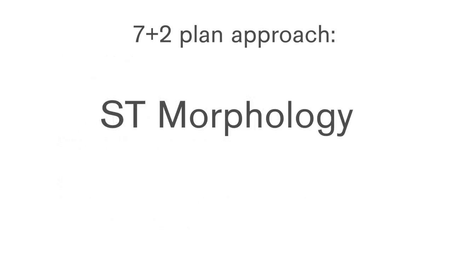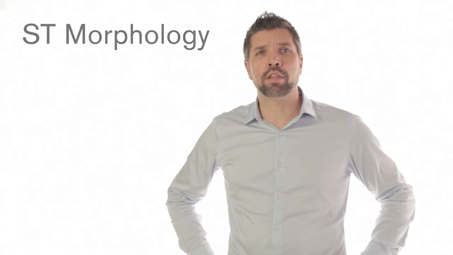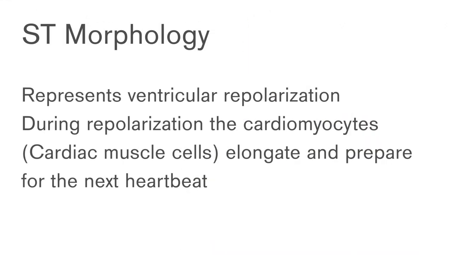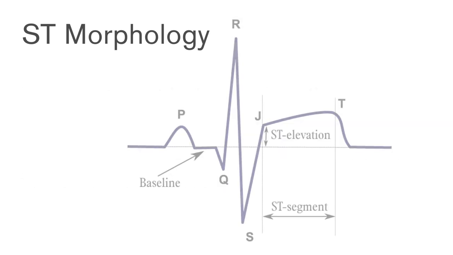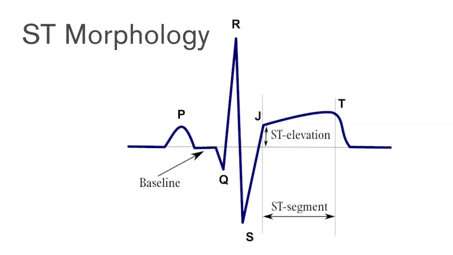In this section, we will cover ST morphology. The ST segment represents ventricular repolarization. During repolarization, the cardiomyocytes, which are the cardiac muscle cells, elongate and prepare for the next heartbeat. On the ECG, the repolarization phase starts at the junction, or J point, and continues until the T wave ends. The ST segment is normally at or near the baseline.